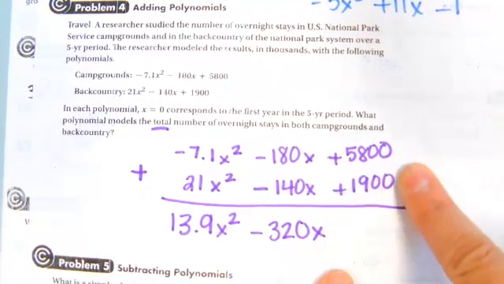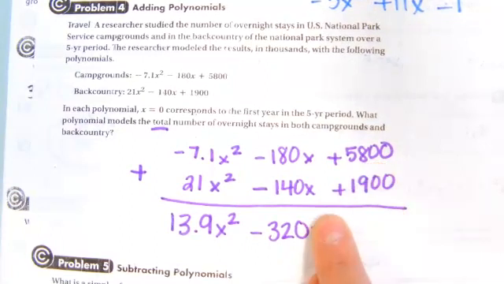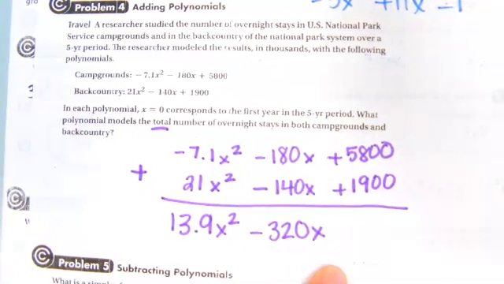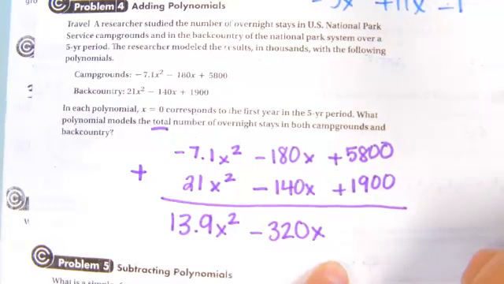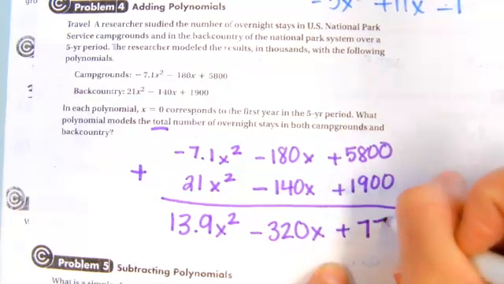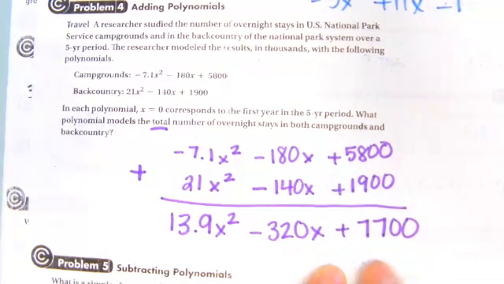And now we're going to add the last one, 5,800 plus 1,900. Somebody do it. Stop trying to rely on other people. I will volunteer you. Ready? Let's go. Jaden, you got this one. 7,700, and it's positive, so we write it as a plus sign.